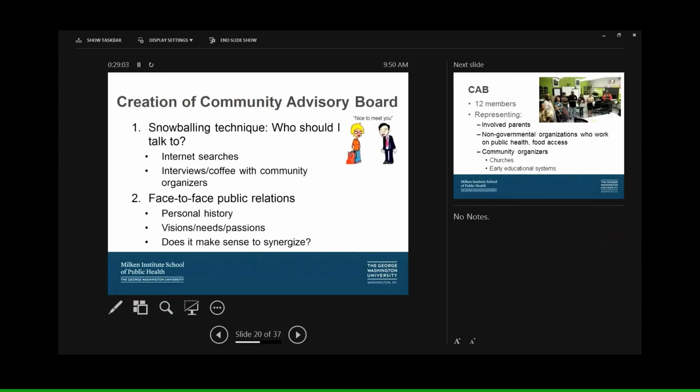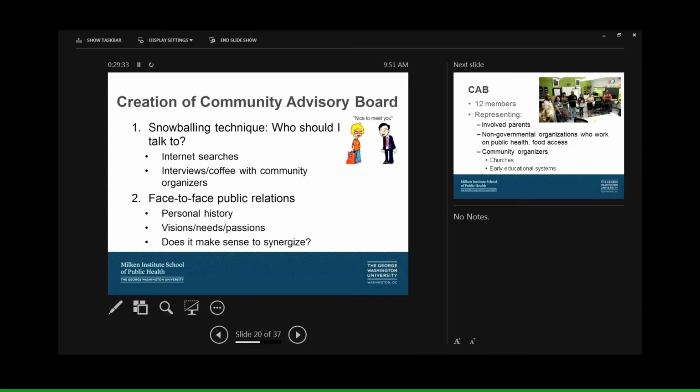So for the creation of the community advisory board, as I mentioned, I was starting from scratch. Who should I talk to? I conducted internet searches, word of mouth, talking to other researchers and community organizers, and conducting basically relational interviews, face-to-face, where I would meet with them, sit down, talk about personal history, really make it very conversational. What were their visions, needs, and passions, and did it make sense to synergize?